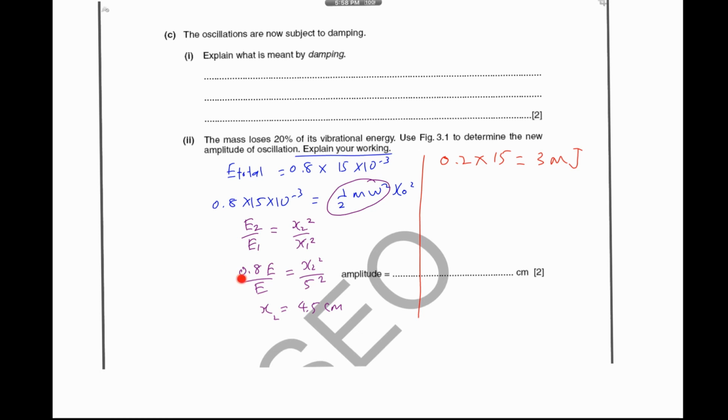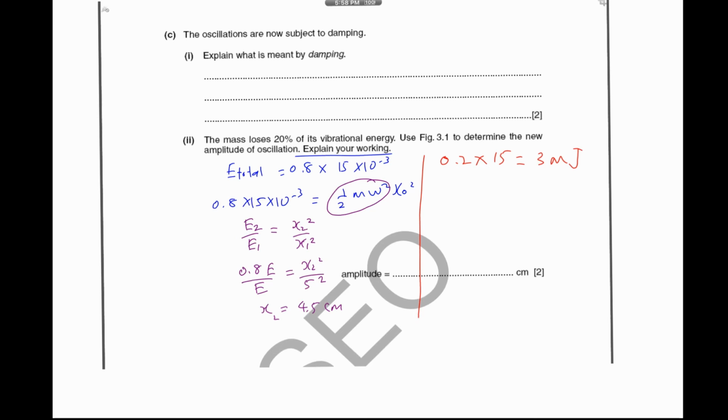So substitute your new total energy with 0.8 E. So this way, I don't even have to calculate what the total energy is. New over original total equals your new amplitude squared over your original amplitude squared. Then you can get the answer. If you don't want, go ahead, substitute your m and omega from the previous part and find your x naught. Also can, up to you. So these two methods, not a problem, because it's just calculation.